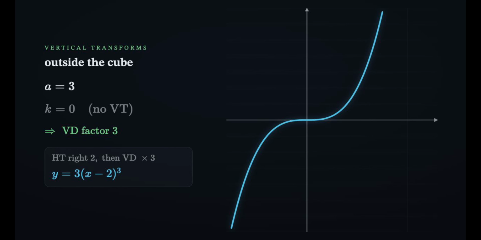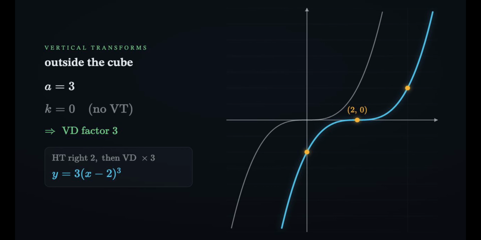So altogether, a = 3, b = 1, h = 2, k = 0. And we apply HD 1, no change, HT right 2, VD factor 3, no VT. Tracking the key points from the parent y = x³, the point of inflection (0, 0) doesn't move under dilation. Shifts right to (2, 0) and stays there, no VT.